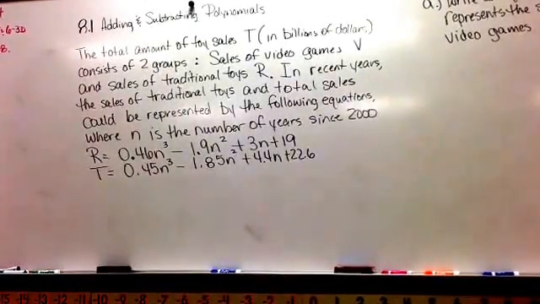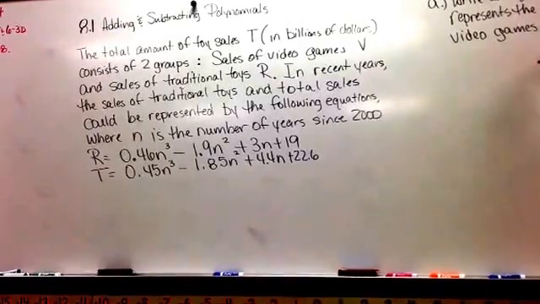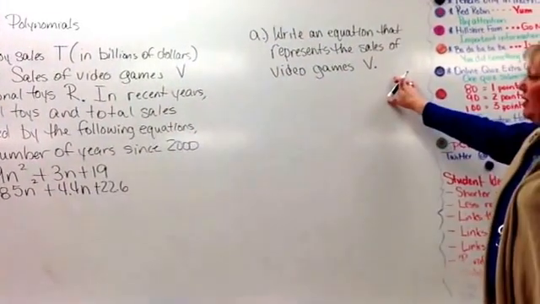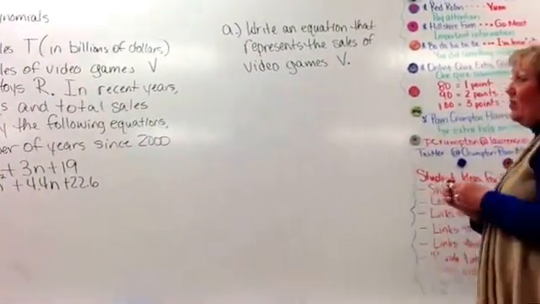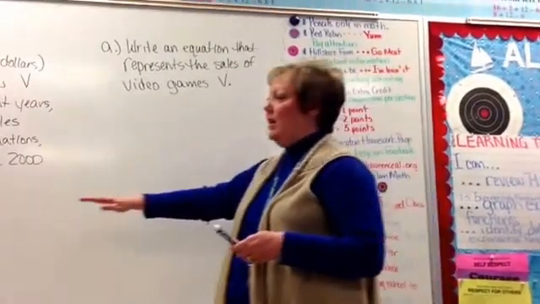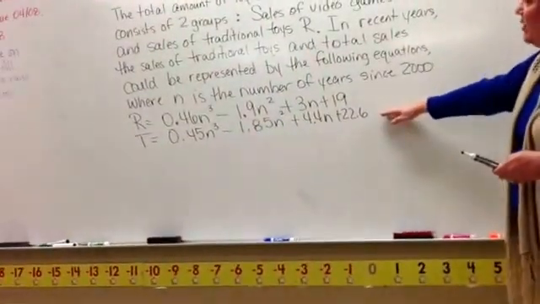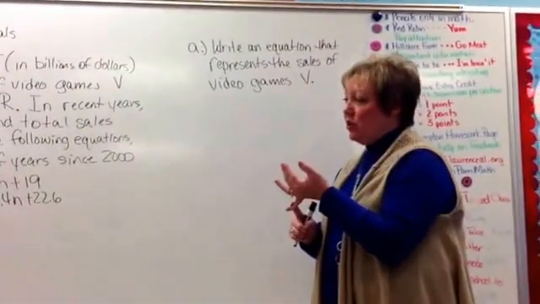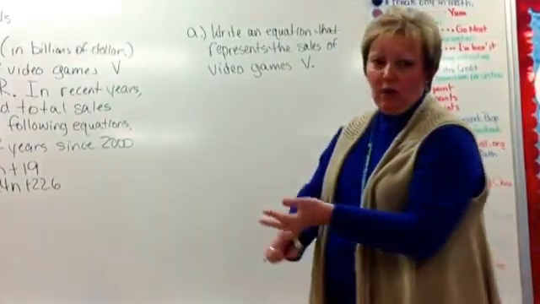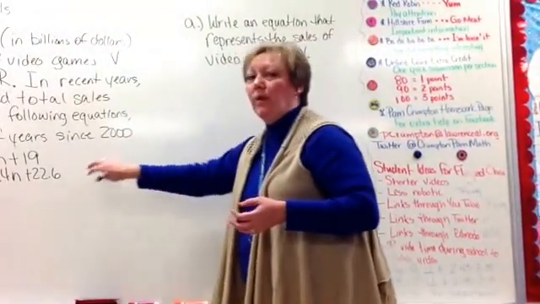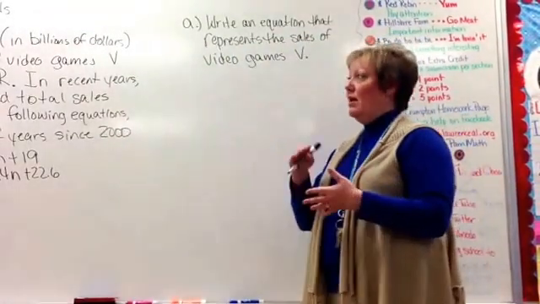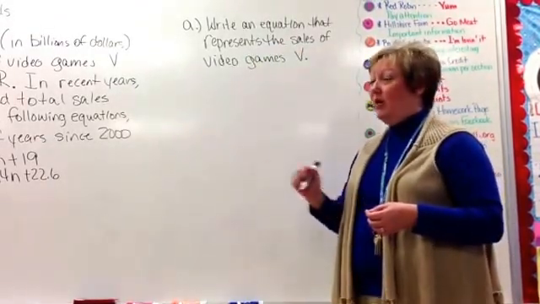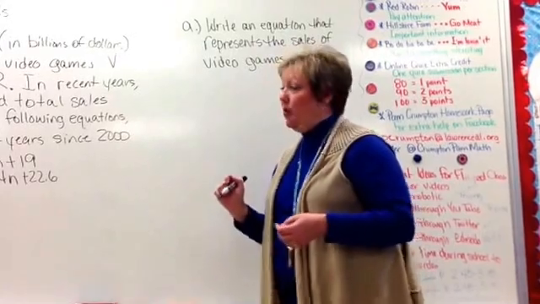Now what we're going to do with this is write an equation that represents the sales of video games, V. We've been given an equation for the total sales and the sales of traditional toys. Now, if they're adding traditional toys and video games in order to get this total, what operation are we going to have to do to get just the video game sales? Think on that for a second. Are we going to add these? No, we're going to subtract.